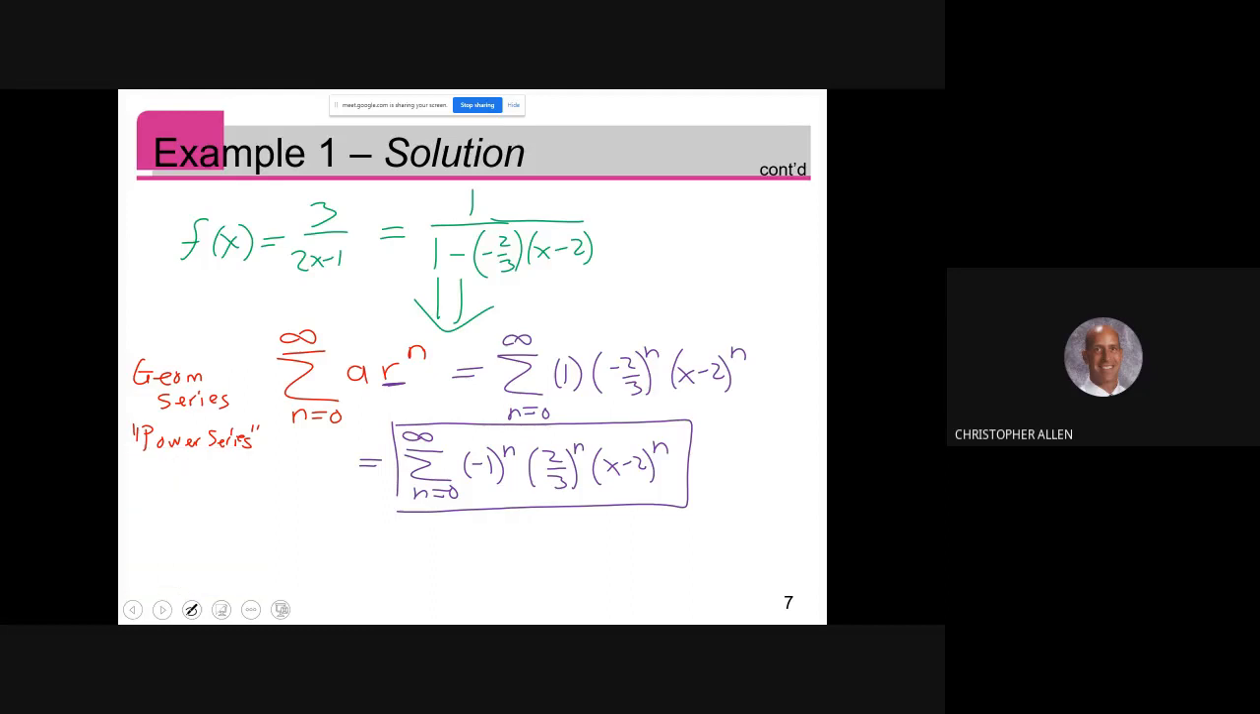Now I'm going to make a couple of notes here. Actually, I'm going to make one note. Let's just call it note. Remember, our center was 2, right? Yes, our center was 2. So here's my question. How am I going to find the radius of convergence or the interval of convergence based on this information.